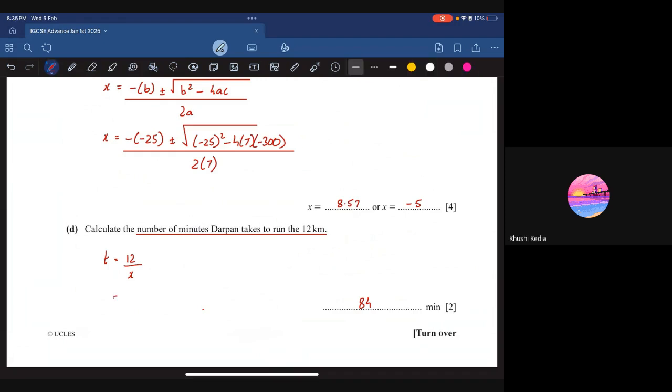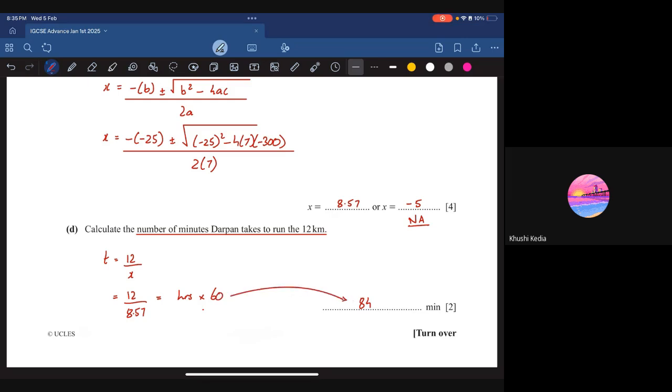So obviously time cannot be negative. So this is why this is not applicable in my question. Why? Because you're calculating time. Time cannot be negative. All right. So it's going to be 8.57. Whatever answer you get will be in hours. You're going to have to multiply it with 60 in order to get minutes.